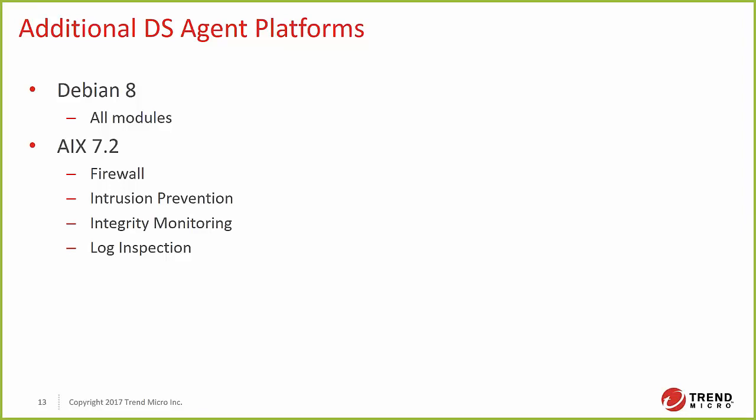So Debian 8 has more capability. With AIX, there are four modules available for you for AIX 7.2.